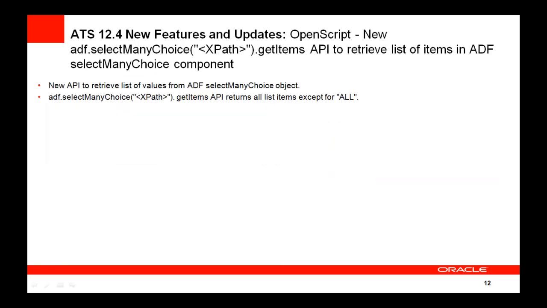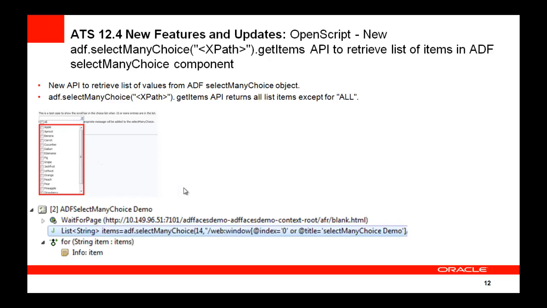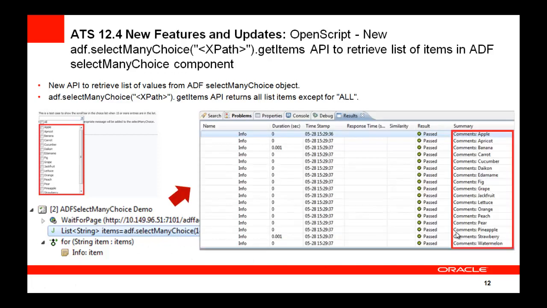Along the lines of ADF, there is a new API to retrieve the list of values from ADF Select Many Choice object. The ADF Select Many Choice GetItems API will return all list items except for the top node, which is all. So here we have an example of the Select Many Choice object, which contains a list of items. Using the ADF Select Many Choice GetItems API, we'll retrieve the list of items for playback.